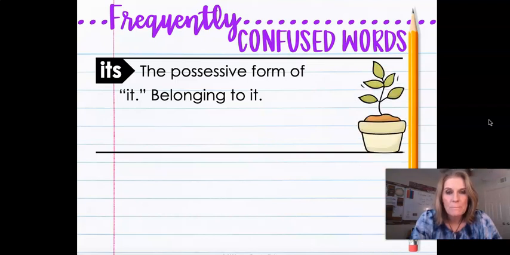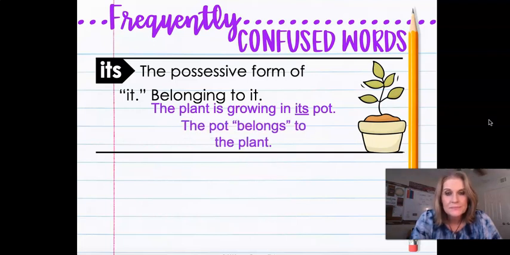Here's an example. The plant is growing in its pot. The pot belongs to the plant. Its. So ITS shows ownership, okay, belonging to it. Write that down, pause when you need to.